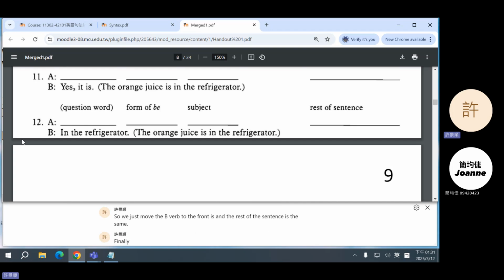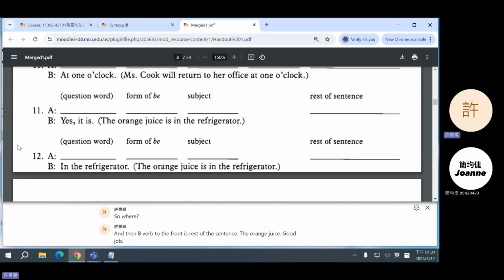Finally, number 12. 吴一恒. 吴一恒在吗? Good. In the refrigerator is asking a place. So where, and then be verb to the front is, rest of the sentence, the orange juice. Good job.